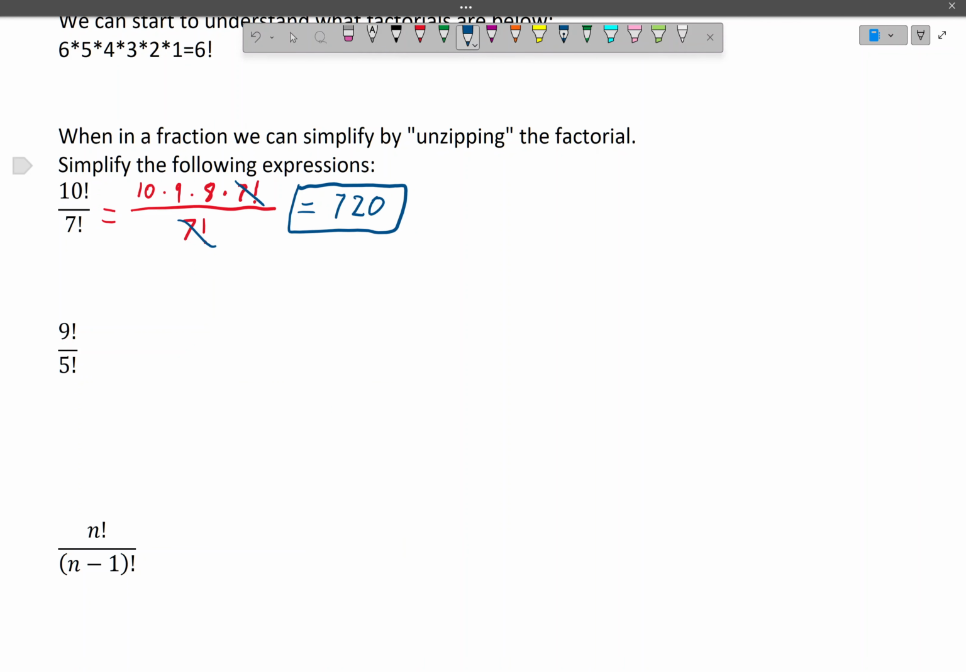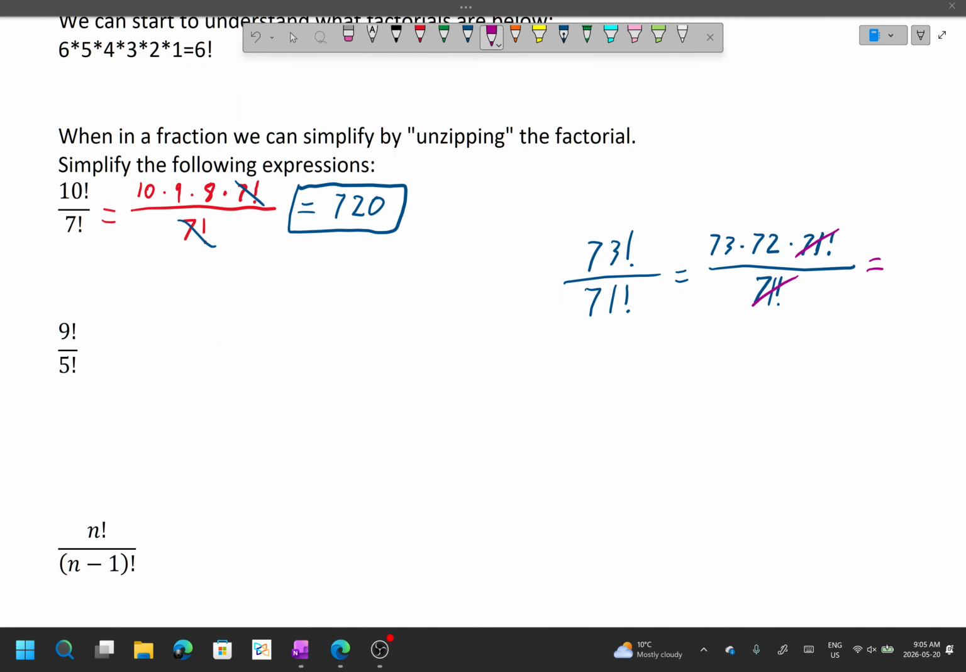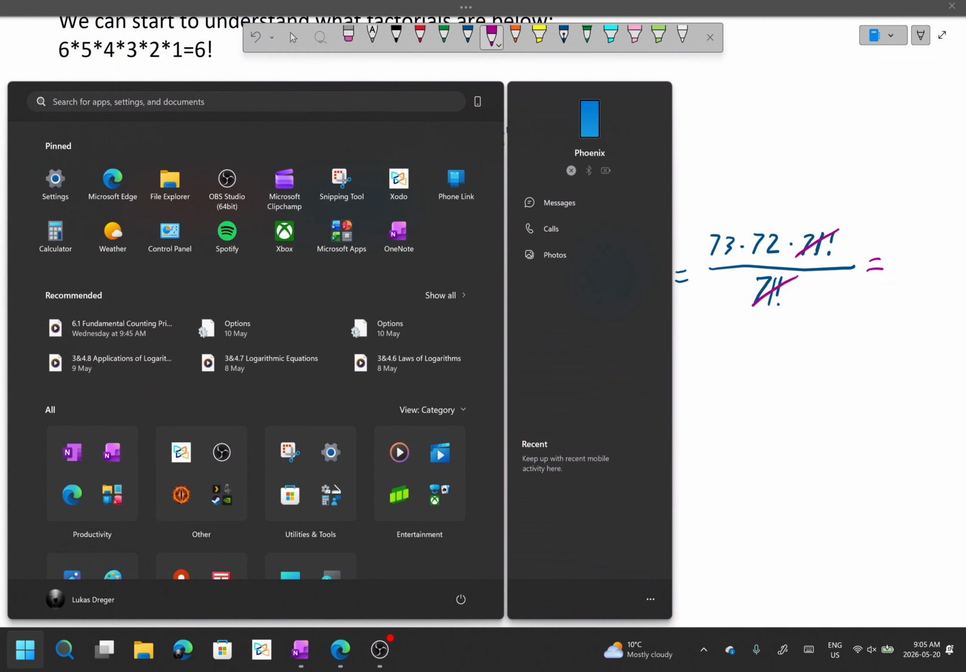Otherwise, these numbers are too big. In fact, we can do numbers like 73 factorial over 71 factorial, but our calculator would actually give an error if you tried to do this. But we can do it because we know how to unzip this. I'll quickly show this, so I'm going to pull up the calculator now.